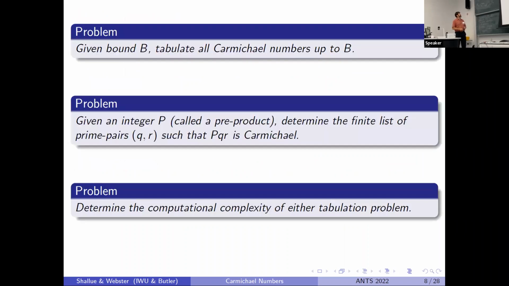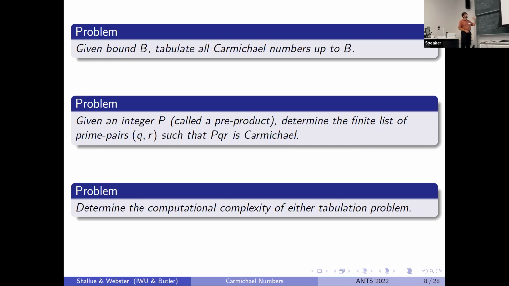So the particular problem that we are focused on here is the one up at top: given bound B, tabulate all Carmichael numbers up to B. That's the overall problem that is motivating us. We, my co-author and I, were able to make progress on the second problem. So we are mostly providing a new result for the second problem.